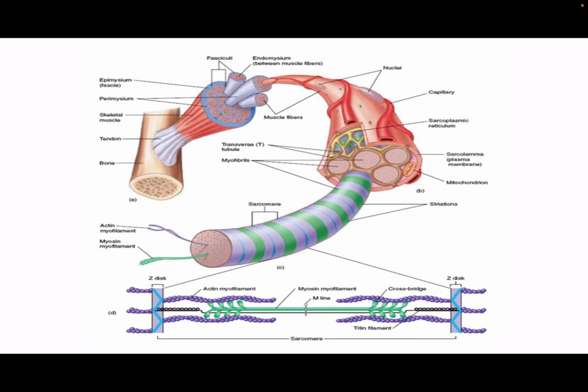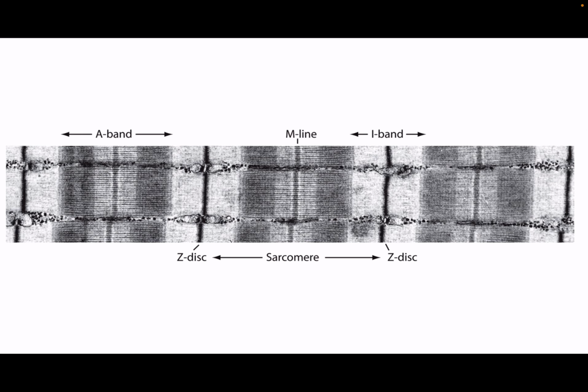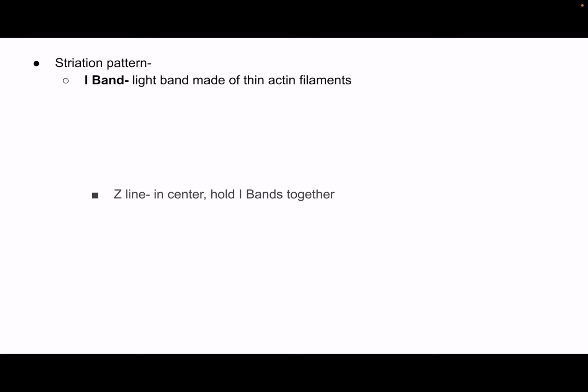Okay, so that's where we're picking up, and we're going to go into what this picture is right here. So keep this picture in mind, or you can even have it open on your presentation as I'm talking. These stripes form our striation pattern on our muscle fiber. The first thing we have is the I band. I is the light band. So light has I in it. It is the light band made of just actin filaments. So there's only actin within the I band.